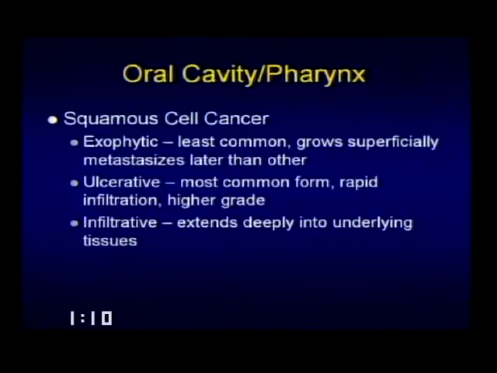The majority of these are going to be squamous cell cancers due to where they're located, classified by their pattern of growth: either exophytic, ulcerative, or infiltrative. The exophytic is the least common. It grows superficially and spreads later than the other lesions because it's a very superficial cancer. The ulcerative is the most common form. It rapidly invades and is a very high grade. And infiltrative, as its name suggests, extends deeply into tissues and spreads quickly as well.